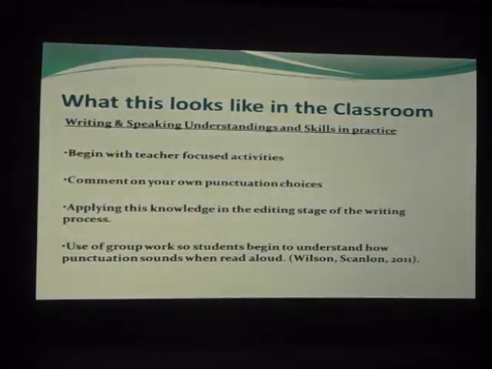It is important to encourage students to apply this knowledge and understanding in their own writing. In the editing stage of the writing process, students can adapt and change their own punctuation usage to clarify what meaning they wanted their text to convey.